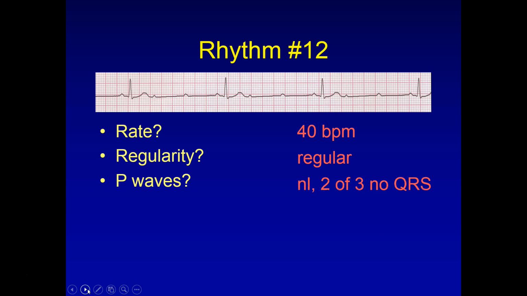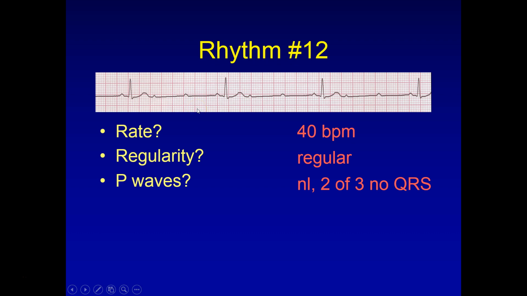P waves. I have P waves, but I do not have a P wave for every QRS. And that's part of our routine systematic assessment. Do I have a P wave and do I have only one P wave prior to each QRS? So as you can see here, I have a P wave here and then I have a P wave here. This P wave actually did conduct the signal to this ventricle and this ventricle contracted normally, okay? But over here, there was a block somewhere.